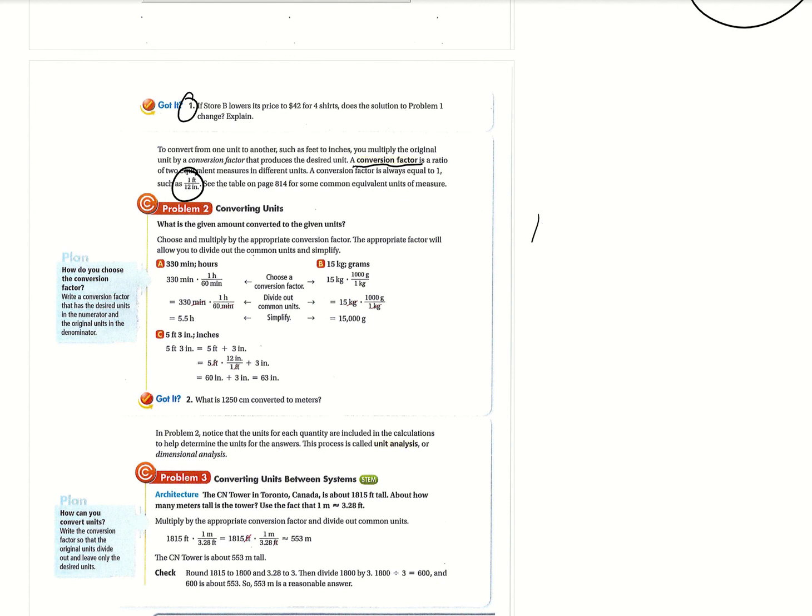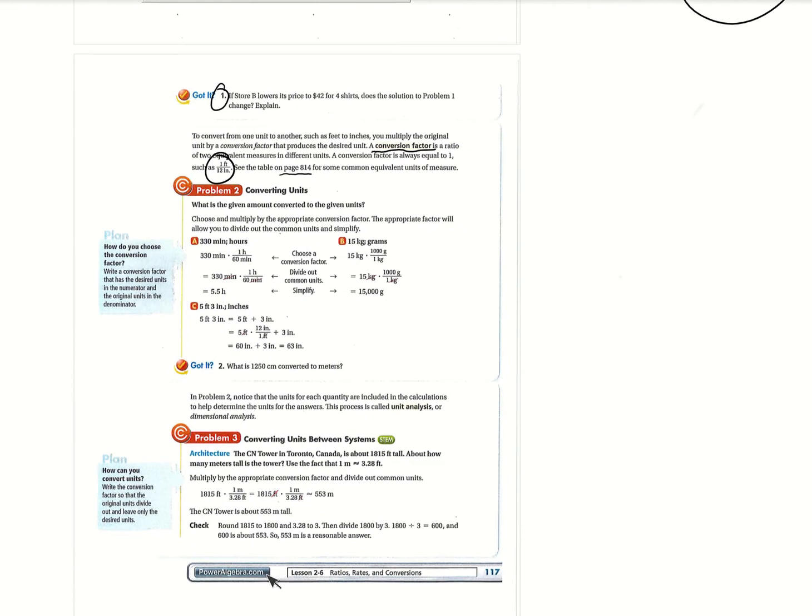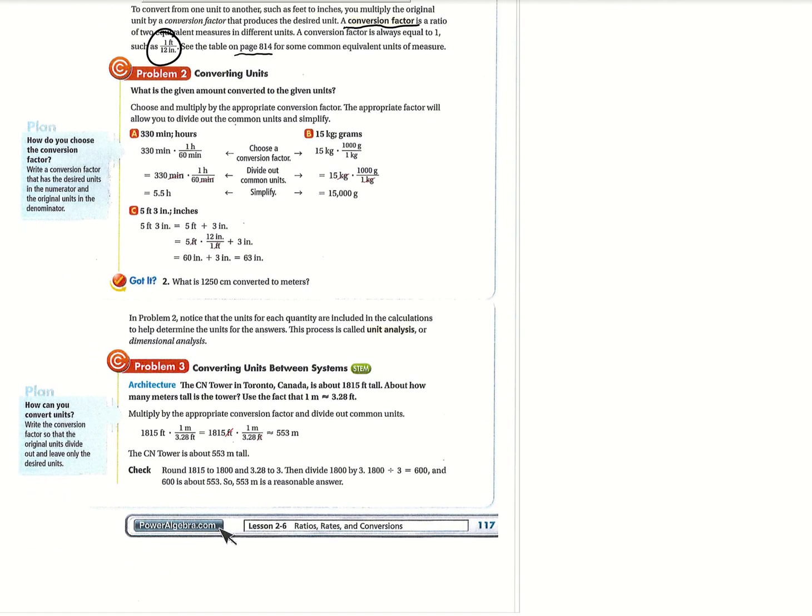All right, again, I'm sure you've probably done this before, conversions, but just as a refresher, that's what a conversion factor is. All right, and then it says here, there's a table on page 814 for some common equivalent units of measure. So if you want to look at those, feel free to. You're not required to, though. Just be aware that's where they are.